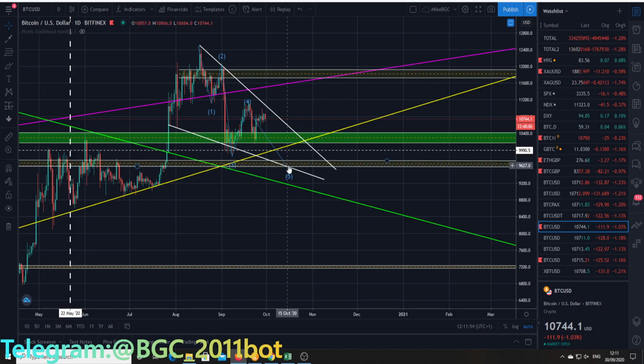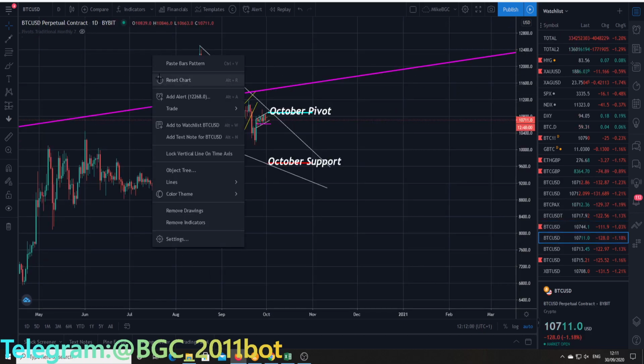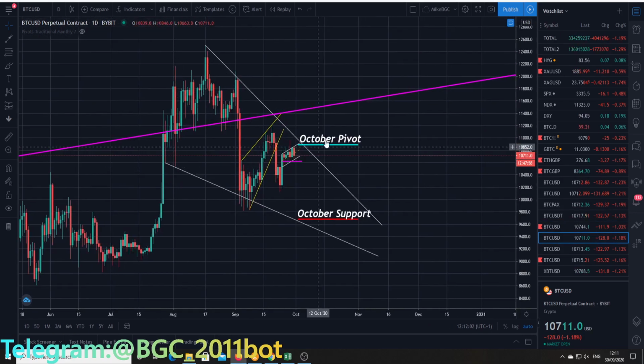Now it's acting as a really good support for us. If I go back to my previous chart, then what do we have in here? We have got the October pivot, and we have got the October support at approximately 9,660. But when I make a video for you tomorrow, maybe this one is a little bit higher or a little bit lower. I'm going to show it to you tomorrow.